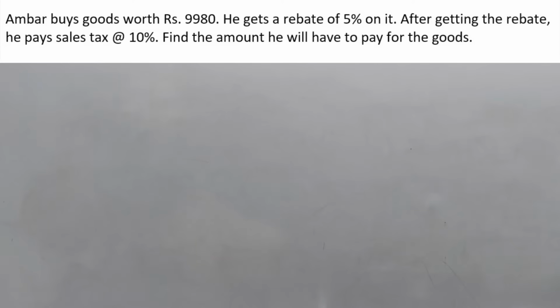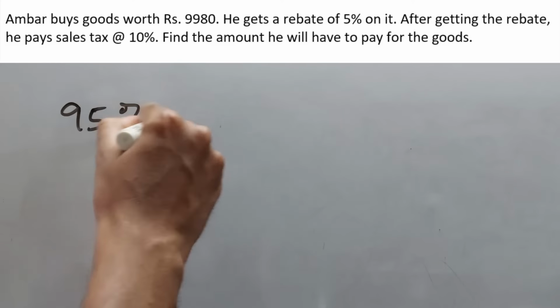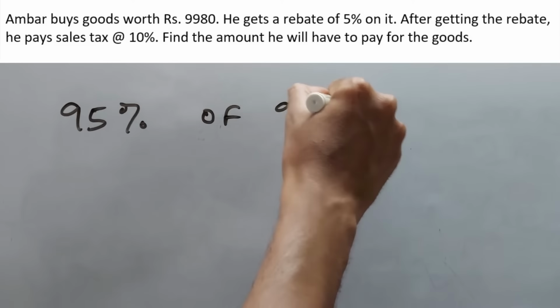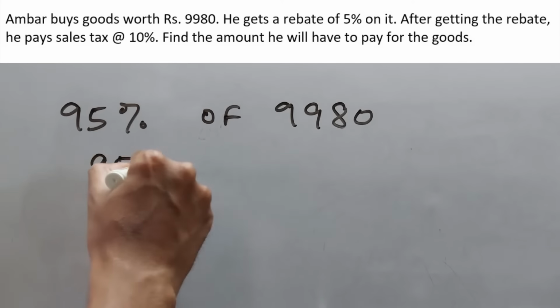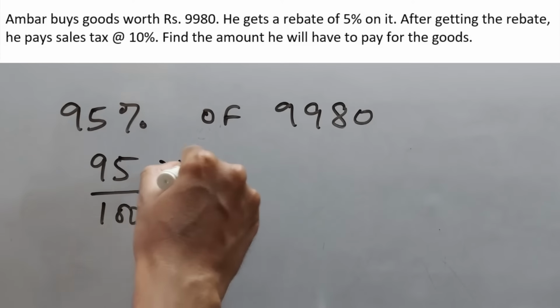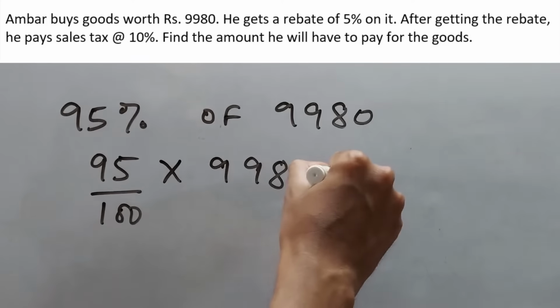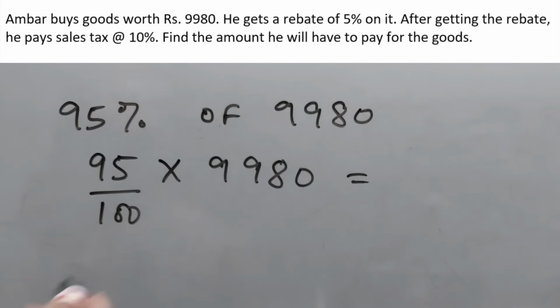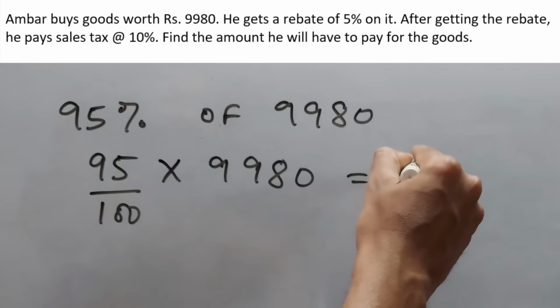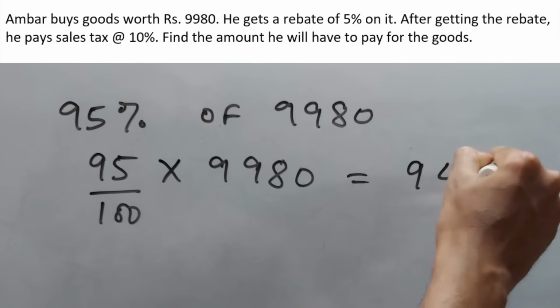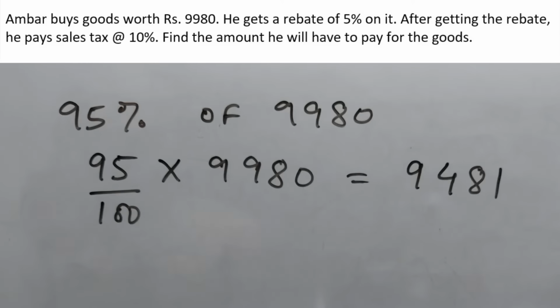Next one. Amber buys goods worth rupees 9980. He gets a rebate of 5% on it. After getting the rebate, he pays sales tax at 10%. Find the amount he will have to pay for the goods. 95% of 9980, that means 95 by 100 into 9980. We can calculate differently. We know the value, I mean, it's easy to get it. It's 9481. But the better process is 10%.